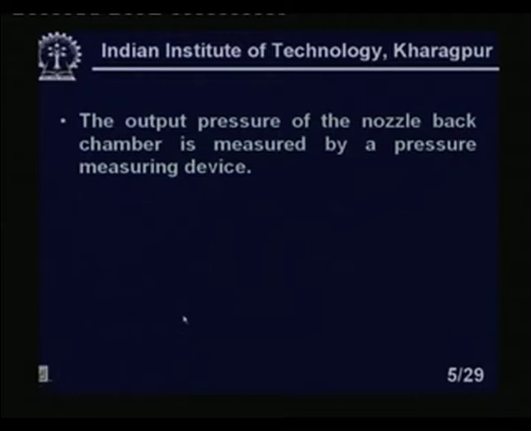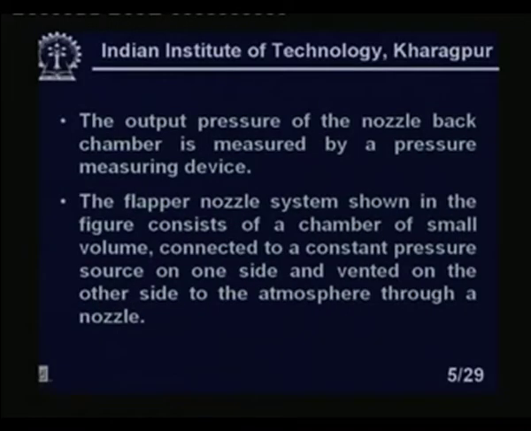The output pressure of the nozzle back chamber is measured by a pressure measuring device. There are so many gauges we have studied so far, such as bellows gauges, Bourdon gauges or diaphragm gauges, with which we can measure, and that pressure can be calibrated in terms of displacement of the flapper, right? The flapper nozzle system shown in the figure consists of a chamber of small volume connected to a constant pressure source on one side and vented on the other side to the atmosphere through the nozzle.